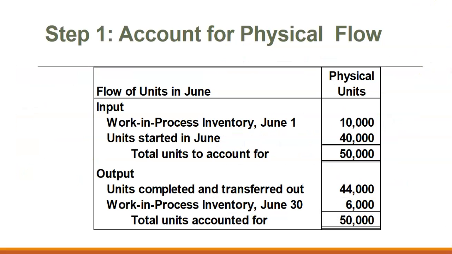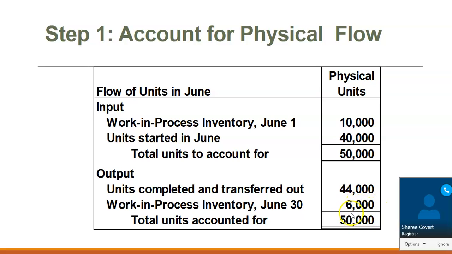Step one is to account for that physical flow. So we had work in process inventory on June 1st. We added into production 40,000 units. So total units to account for are 50,000 units. We completed 44,000 units and transferred them out. We had 6,000 units left over in work in process inventory. That gave us 50,000 total units.